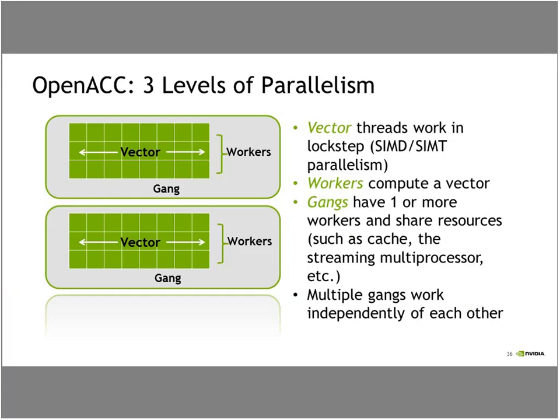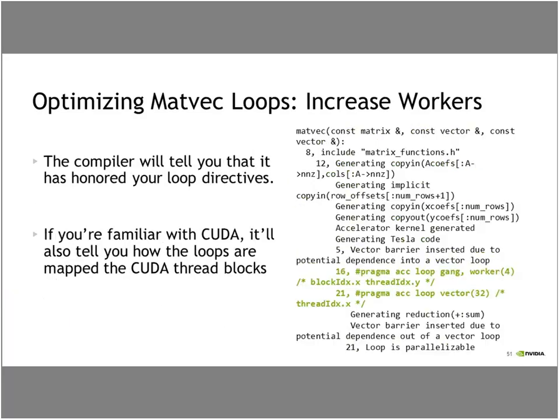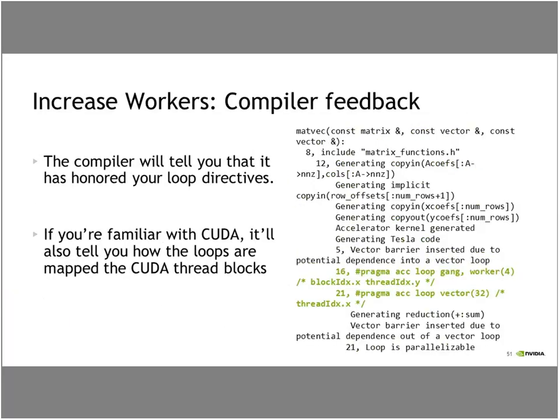If you look at the compiler feedback, the compiler actually tells you exactly that. Here it's saying the thread block index X is vector 32, the index Y is 4, and then the block index is the gang. So that's how you would map that.